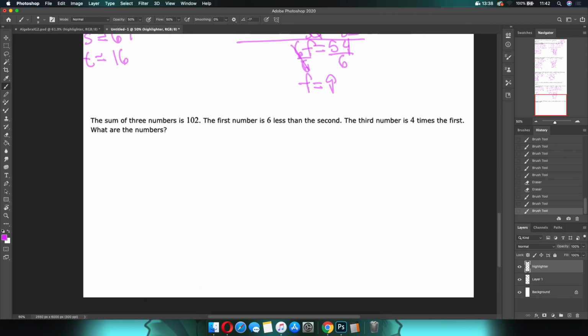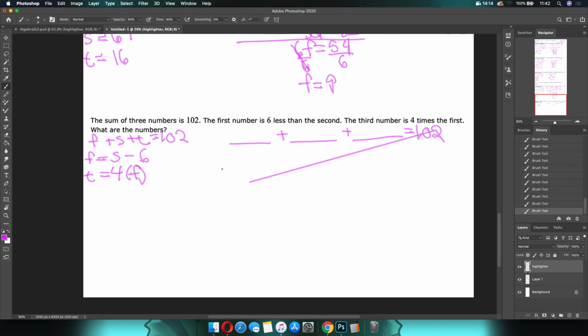Next up, sum of 3 numbers. So first plus second plus third equals 102. Then what are we told? First number is 6 less than the second. What are we told? Third number is 4 times the first. All right, so now we have everything set up. So we have our first plus our second plus our third equals 102.